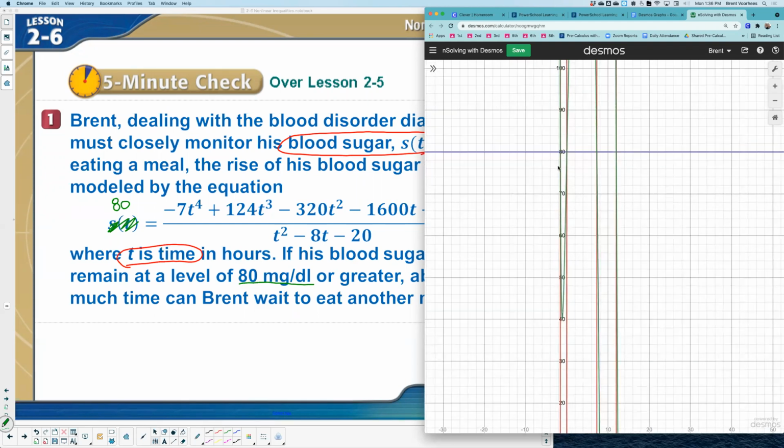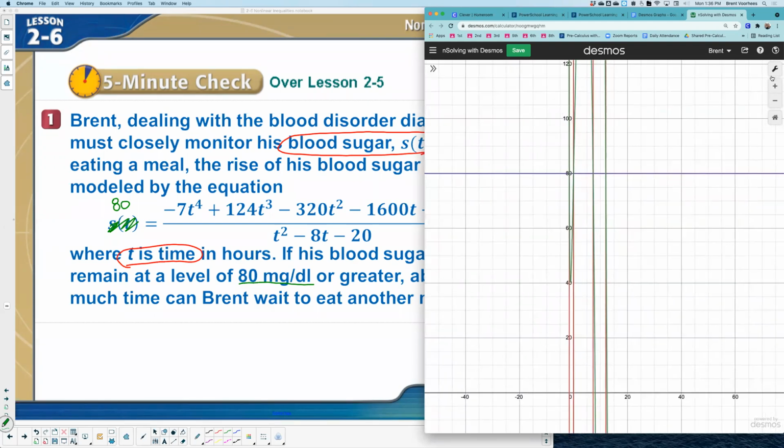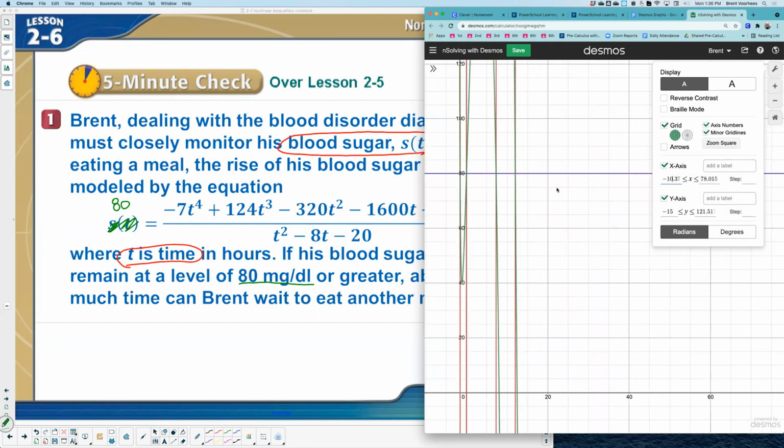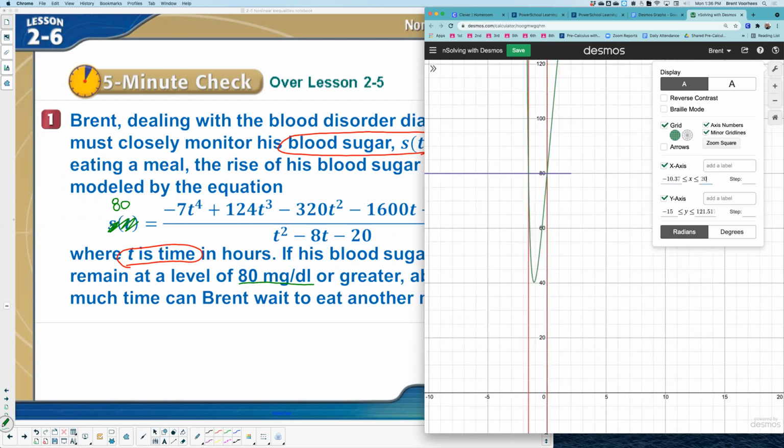How many do you actually see? 4. Not all of them are going to be real world. I'm going to edit this. The X's, they're all real tight. So I'm going to go from negative 10 to positive, I don't know, 20, and I'll get all my x values.